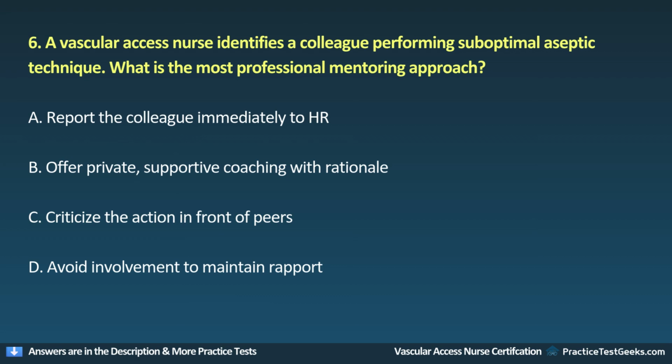6. A vascular access nurse identifies a colleague performing suboptimal aseptic technique. What is the most professional mentoring approach? A. Report the colleague immediately to HR. B. Offer private supportive coaching with rationale. C. Criticize the action in front of peers. D. Avoid involvement to maintain rapport.